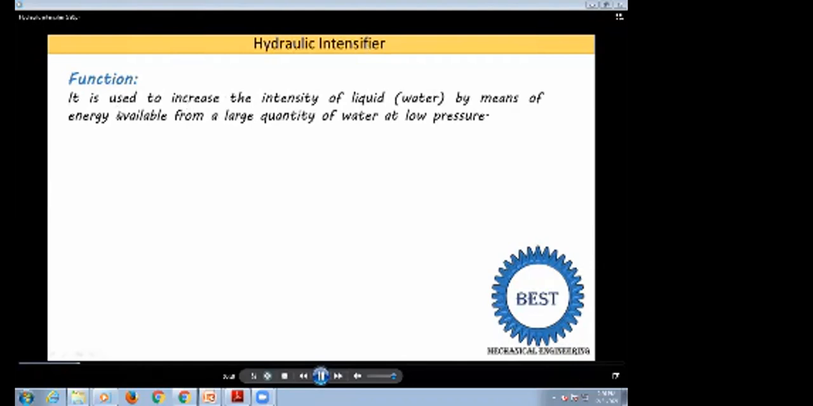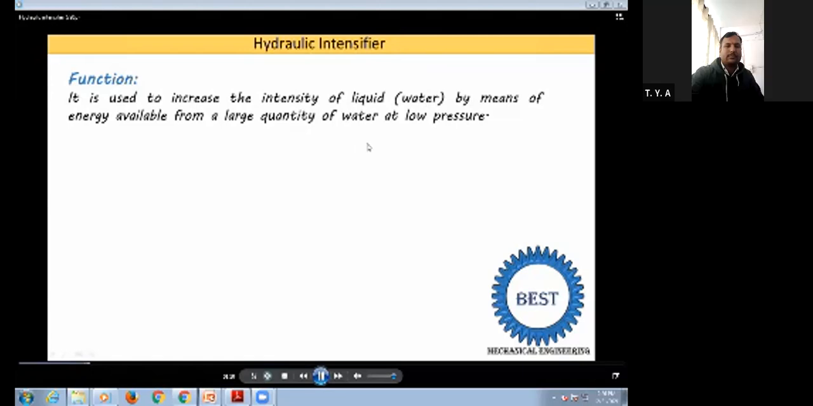It is used to increase the intensity of liquid water by means of energy available from a large quantity of water at a low pressure. So in a hydraulic intensifier, we supply low pressure water, and by using this low pressure water, we increase the intensity of the water. It is known as the hydraulic intensifier.